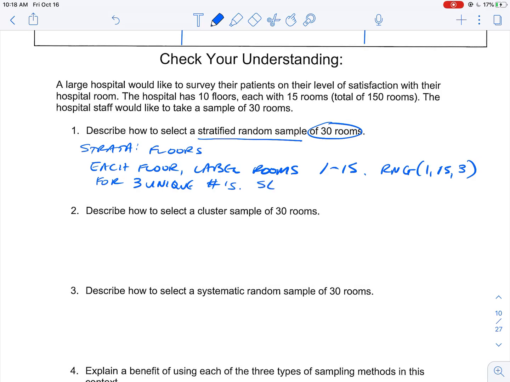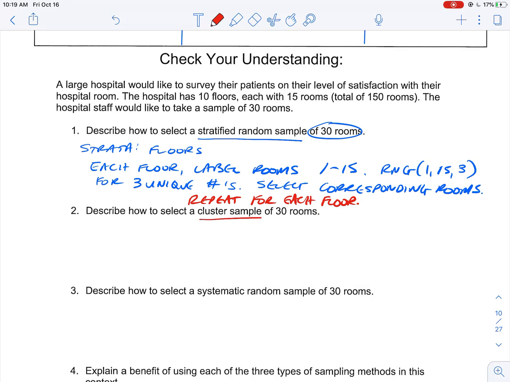So I do a random number generator for 3 unique numbers, and I would select the corresponding rooms. And then the key here is to repeat for each floor. Label the rooms on a given floor 1 to 15. Select 3 random numbers from the random number generator and pick those 3 rooms from that floor and then move up to the next floor. Label them 1 to 15. Use a random number generator to pick 3 numbers from 1 to 15 and then select those rooms. Move up to the next floor, etc., etc., etc., until you have 3 rooms from each of 10 floors. That gives you your 30 rooms.